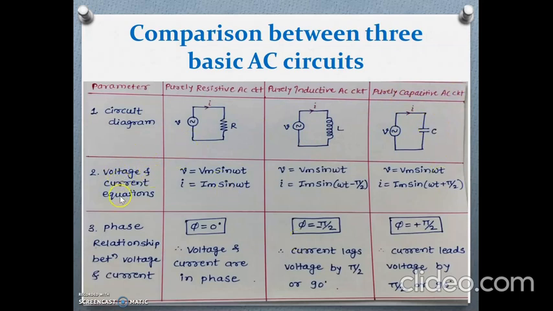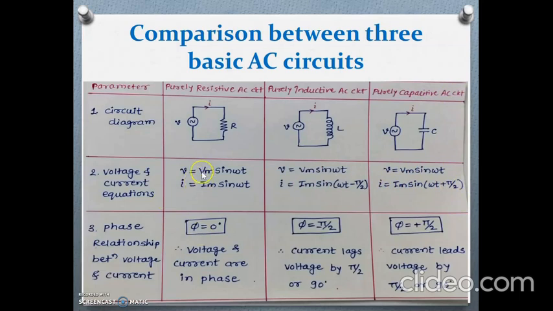Let's write the voltage and current equations. As the voltage source is the same in all three, small v equals Vm sin of omega t in each. In a purely resistive AC circuit, I is expressed as Im sin of omega t. In a purely inductive circuit, I is equal to Im sin of omega t minus pi by 2. Pi by 2 means 90 degrees, so minus 90 degrees. And in a purely capacitive AC circuit, I is expressed as Im sin of omega t plus pi by 2.